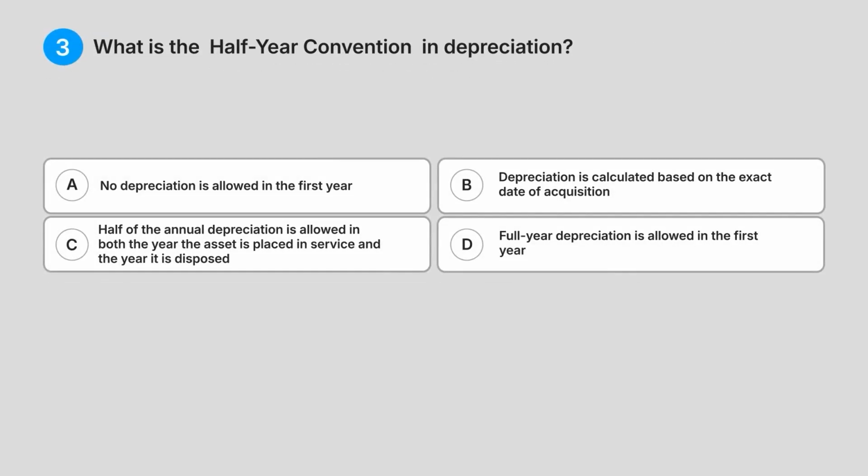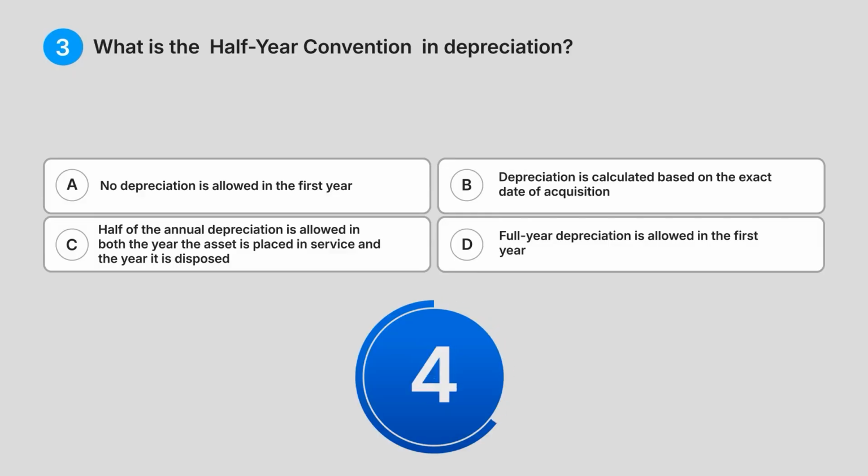3. What is the half-year convention in depreciation? A. No depreciation is allowed in the first year. B. Depreciation is calculated based on the exact date of acquisition. C. Half of the annual depreciation is allowed in both the year the asset is placed in service and the year it is disposed of. D. Full year depreciation is allowed in the first year. Can you guess the answer?